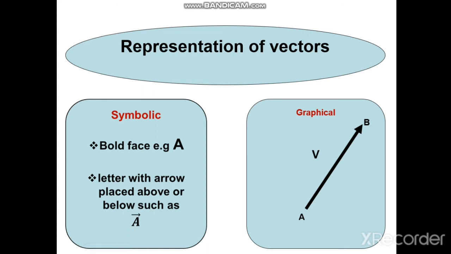Bold-faced letter, arrow above the letter or arrow below the letter. And then the graphical method. In the graphical method, vectors are represented by an arrow. For example, the velocity vector v, as you can see in the figure, its starting point is A and ending point is B. The distance between the points A and B will be the magnitude of the velocity, and the direction of this arrowhead tells the direction of the velocity vector v. So this is all about vectors and their representations.